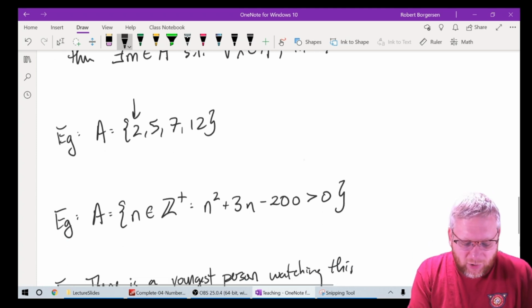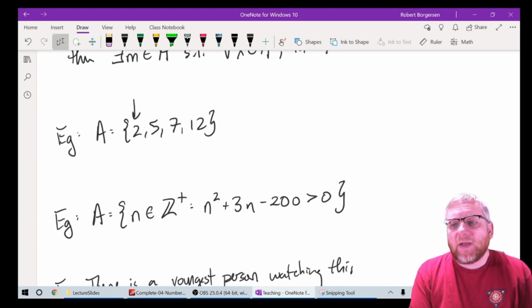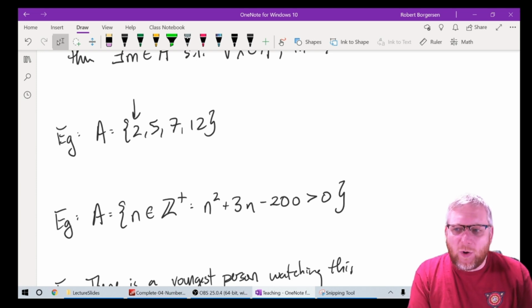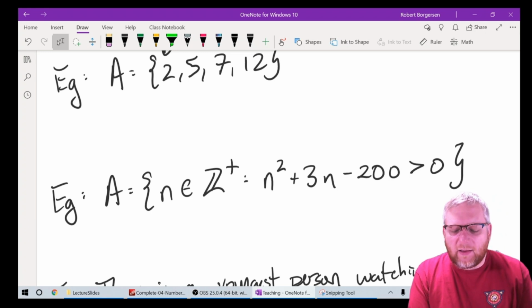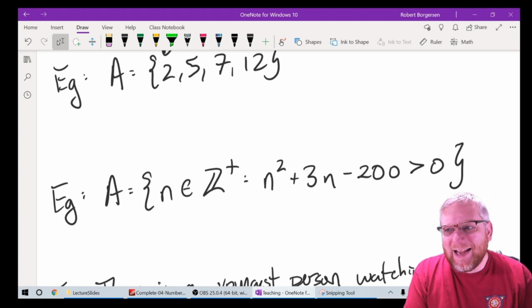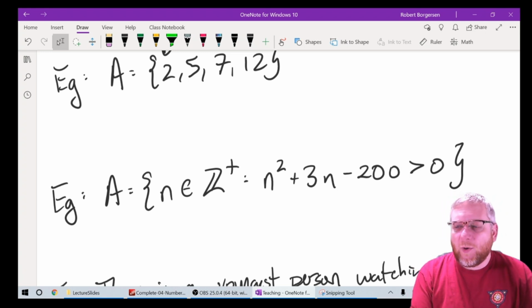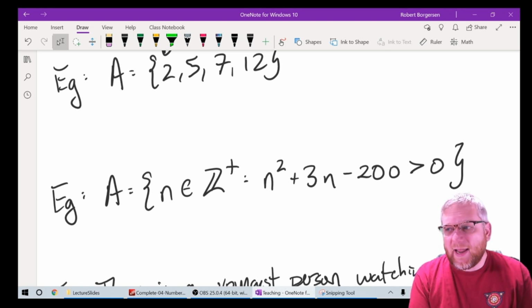Here's a mathematical place where you might use that. Take A to be the set of all n in Z plus where n squared plus 3n minus 200 is greater than 0. What in the world, right? Does there need to be an integer where, when I square it, add 3n, and take away 200, I get something greater than 0? Does there need to be at least one?